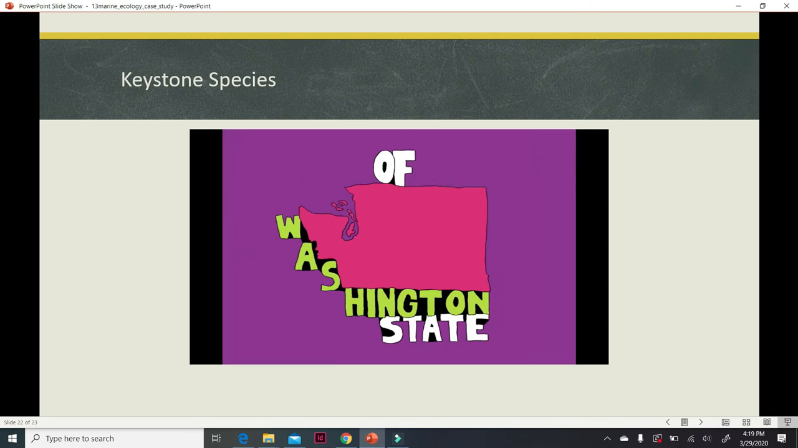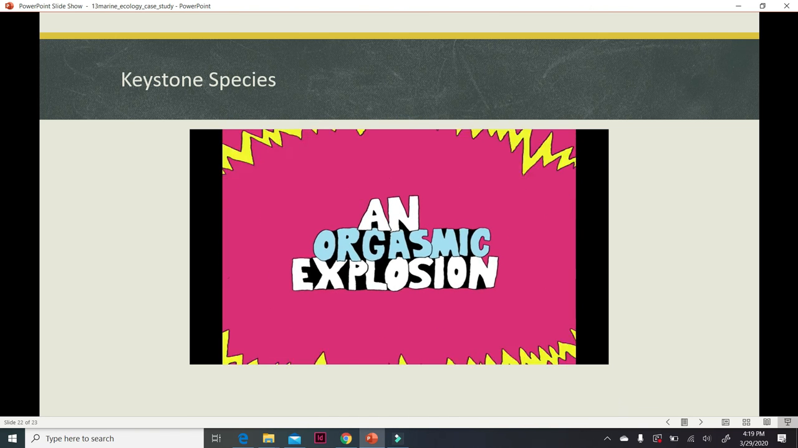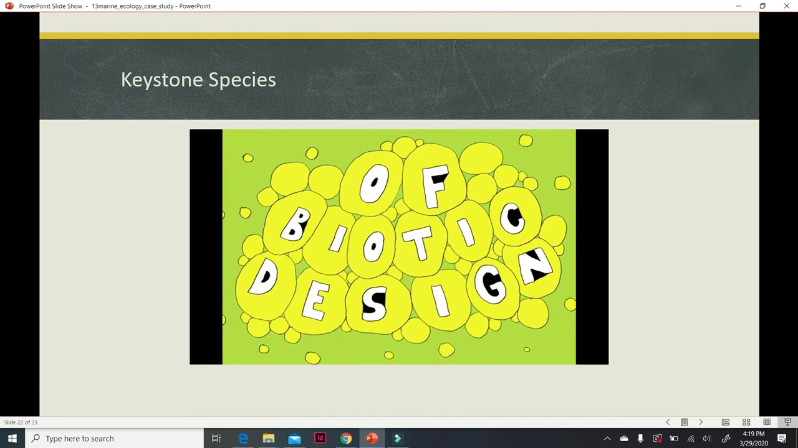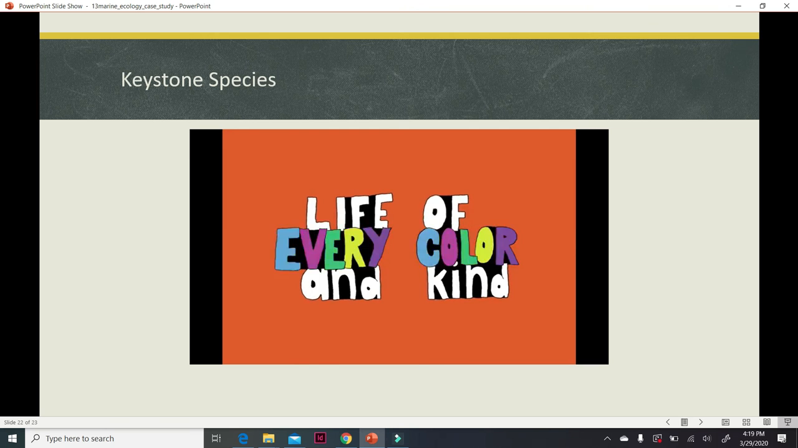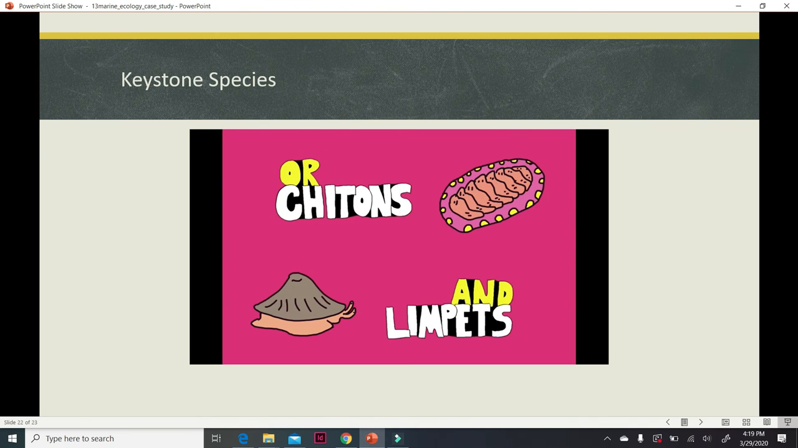On the rocky shores of Washington State lives a storied collection of invertebrates, an orgasmic explosion of biotic design. On the rocks, life of every color and kind, like Mytilus, the mussel, old Balanus aside, or chitons and limpets that eat where they hide.